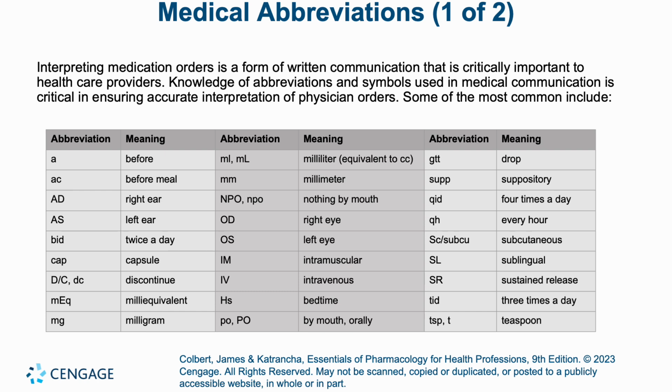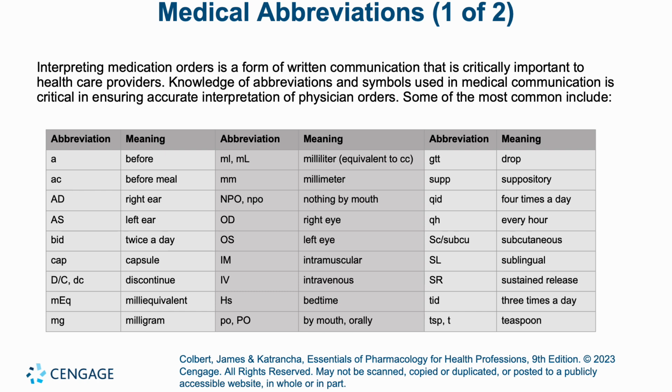SUPP is suppository. A suppository goes in the rectum, and it is very quickly absorbed. That's a good kind of medication for certain things that need to be rapidly acting, or if the patient cannot take anything by mouth. QID means 4 times a day. QH means every hour.